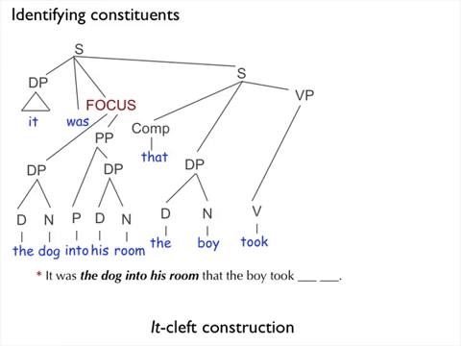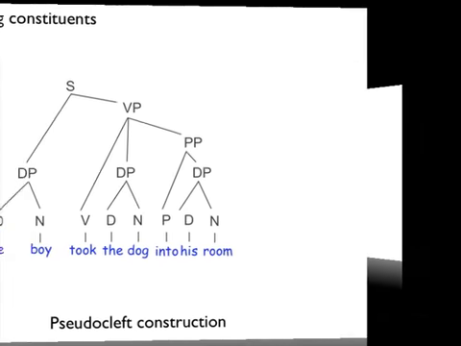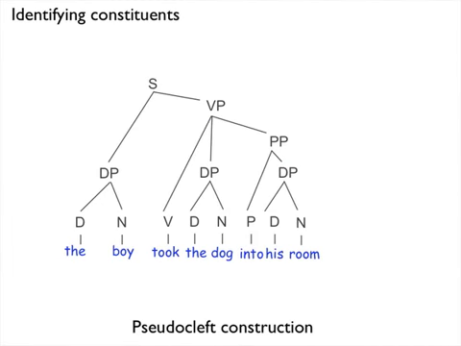You can't say this means it's not a constituent, but this construction does not support it being a constituent, right? It was the dog into his room that the boy took. Is no good, right? That suggests that maybe it is not a constituent. That's why it's shown in that tree as not being one.